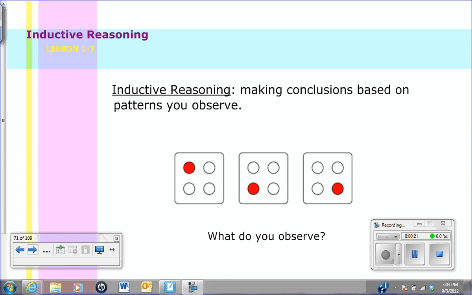Now, to begin, I have a term for us, and it's called inductive reasoning. And that's when you make a conclusion based on patterns that you observe or you see in nature. For example, I have this one with 3 different dice down here, and you'll notice the red spot is moving. What do you observe? Well, the red dot is moving. Now, I want you to take a moment and think, how is it moving? And write that below. Go ahead and pause me now for that.